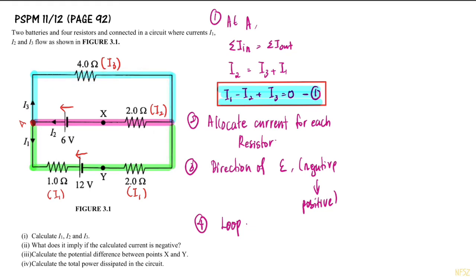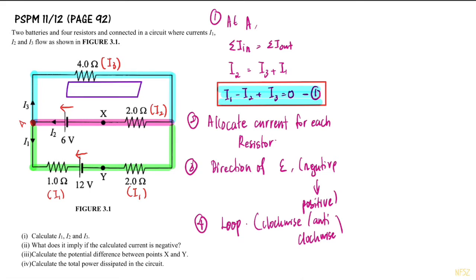So kita kena buat loop. Directions of loop is either clockwise or anti-clockwise. Terpulang. It's up to you. So kalau macam ni saya buat my loop saya nak ikut direction current saya lah. Selalunya kita ikut direction EMF, senang.